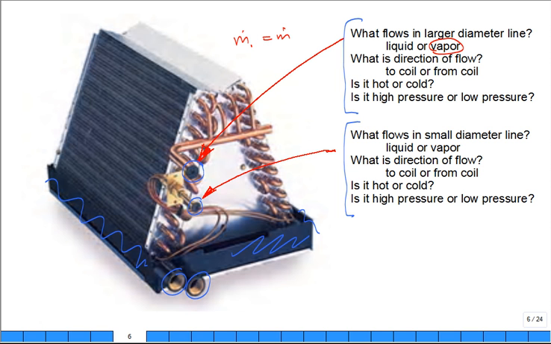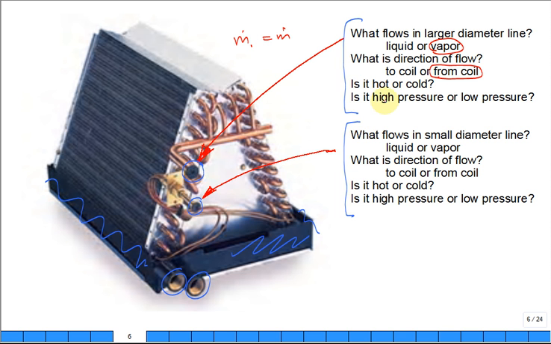Large diameter coming out. It's an evaporator. The A coil is an evaporator. It evaporates, it goes to the vapor phase. True? So it's going to now leave the evaporator and go to the compressor. So it's going to go from the evaporator coil. That's the A coil, the evaporator coil.